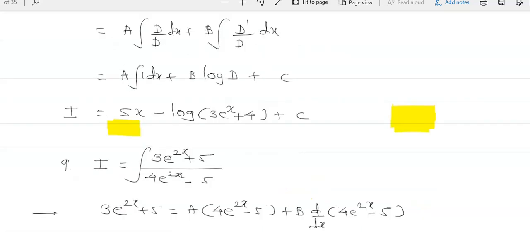In the textbook, the answer is minus 5x, but when I check, it is plus 5x. If you agree, then write down this. Otherwise, you follow the textbook answer.